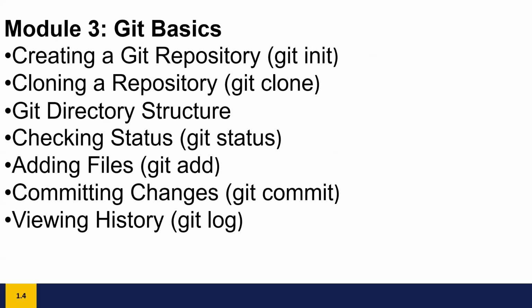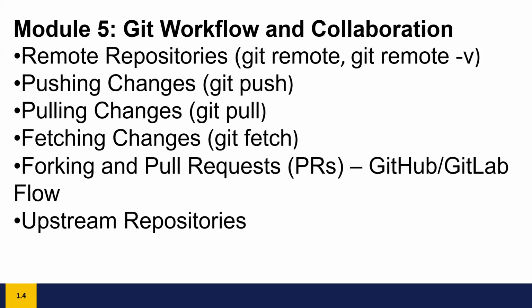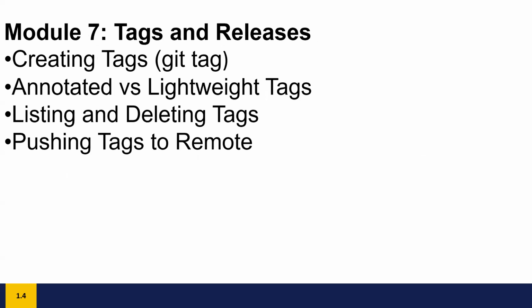So Git basics are creating a Git repository, cloning a repository, directory structure, checking the status, adding files, committing the changes, viewing the history log, and working with branches: understanding the branches, creating the branch, switching the branch, merging the branches, conflict resolution, deleting the branches. And module 5 will discuss Git workflow and collaboration: remote repositories, pushing changes, pulling changes, fetching changes, forking and pull request, and GitHub, GitLab flow. Then upstream repositories and undoing and resetting changes: Git checkout versus Git restore, Git reset, Git revert, Git stashing, and Git clean I will show you.